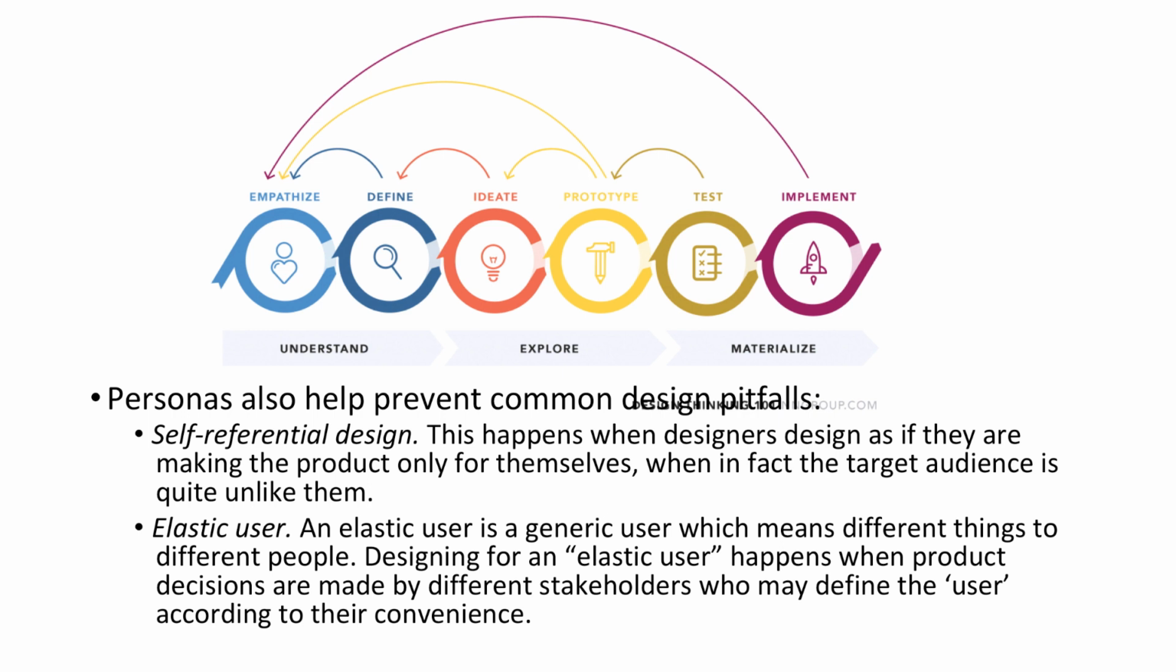They also prevent against an elastic user. An elastic user is a generic user, which means different things to different people. Designing for an elastic user happens when decisions are made by different stakeholders who may define the user according to their convenience. So an elastic user is somebody whose wants change over time depending on who's working on it, where we said, "Yes, we think this feature is important," and down the road someone says, "Well, we forgot to design for that feature, so it probably wasn't that important." They're changing what the user wants somewhere along the way.